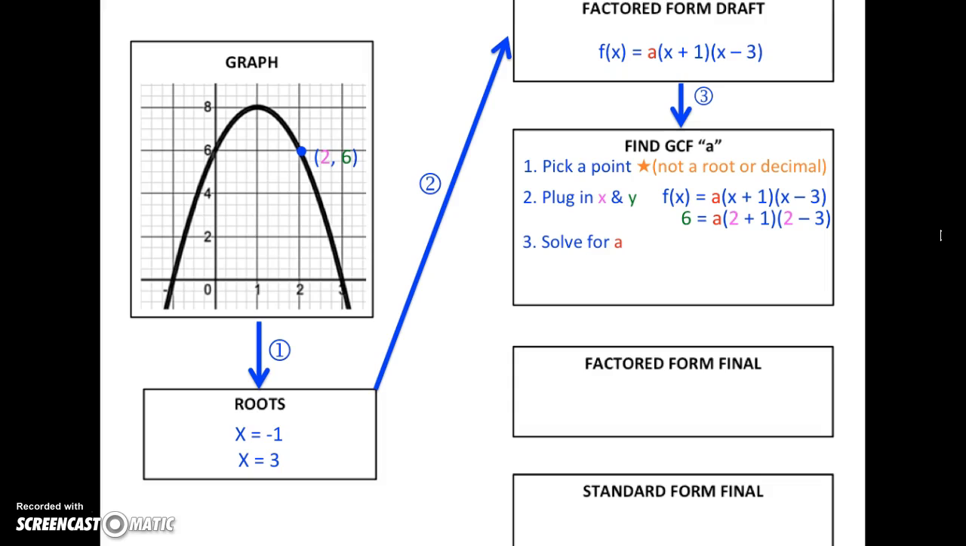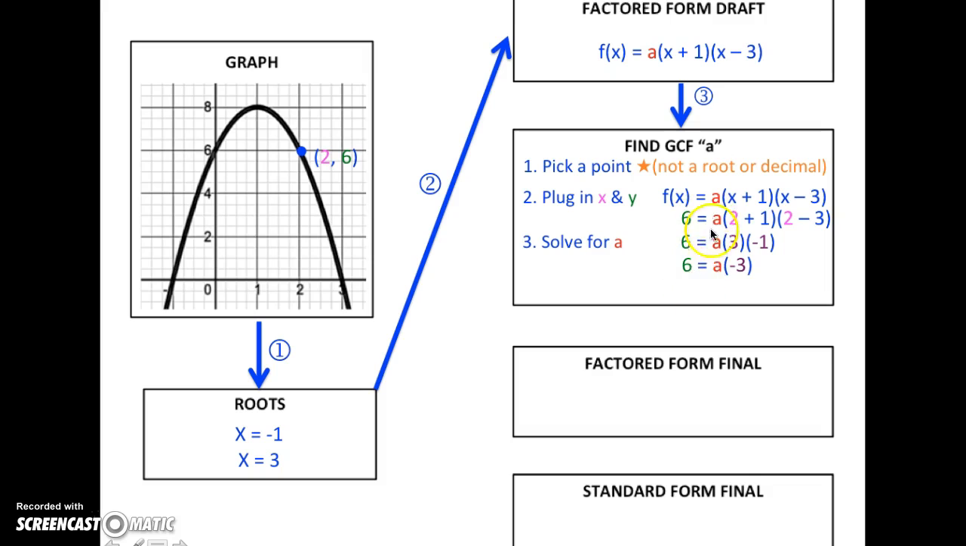Now we can go ahead and solve for a. And that's simple. We're just going to follow order of operations. So we're going to do what's in the parentheses first. When I combine the terms inside the parentheses, 2 plus 1 will give me 3, and 2 minus 3 will give me negative 1. Once my parentheses are done, I can move on to the multiplication. I can multiply the 3 and negative 1, which will give me 6 is equal to a times negative 3.